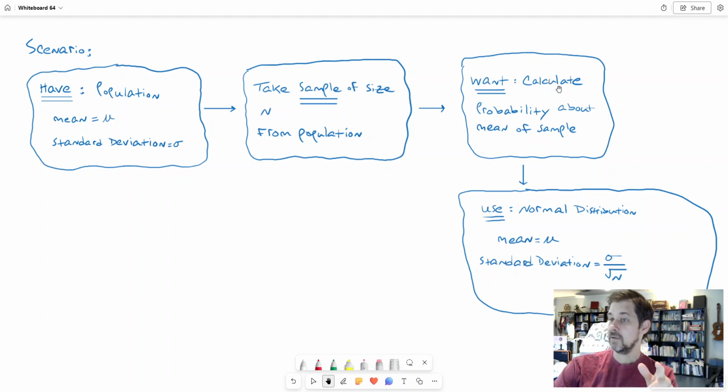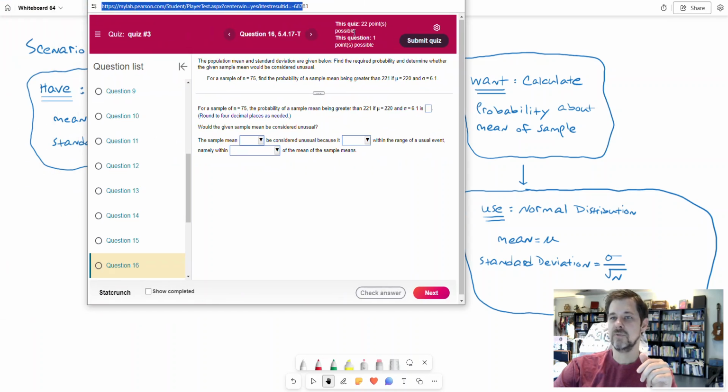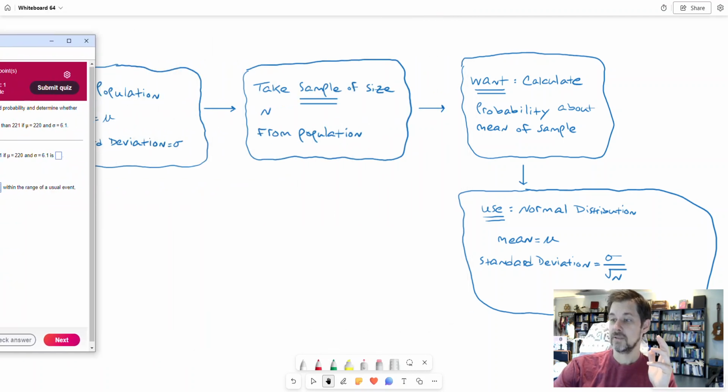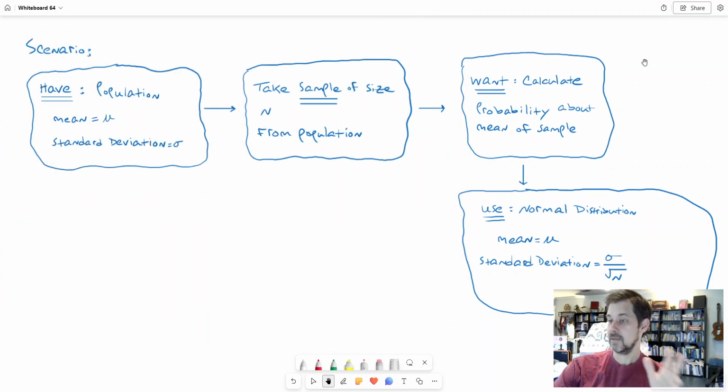Do we want to calculate the probability about the mean of the sample? So what does it say? It says find the probability that the sample mean is more than 221. So again, I'd say yes to that one. And then here in this last bubble is the solution. Use the normal distribution. So wait a second.